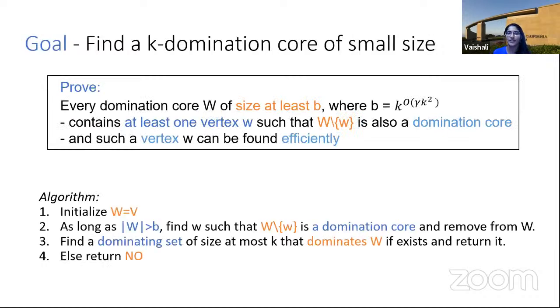And for finding a small domination core, what we essentially do is bound the size of minimal domination cores. So what is a minimal domination core? A minimal domination core is a domination core in which you cannot delete any vertex. Deleting any vertex in the domination core results in a set which is no longer a domination core. So if we can bound the size, then the simple algorithm is to start with a trivial domination core, which is the set of all vertices, and remove a vertex from it. There exists such a vertex because the domination core is of large size. You keep removing vertices until you get the bound. Finally, you have a domination core of small size, and you find a dominating set for it using the previous algorithm that we saw.